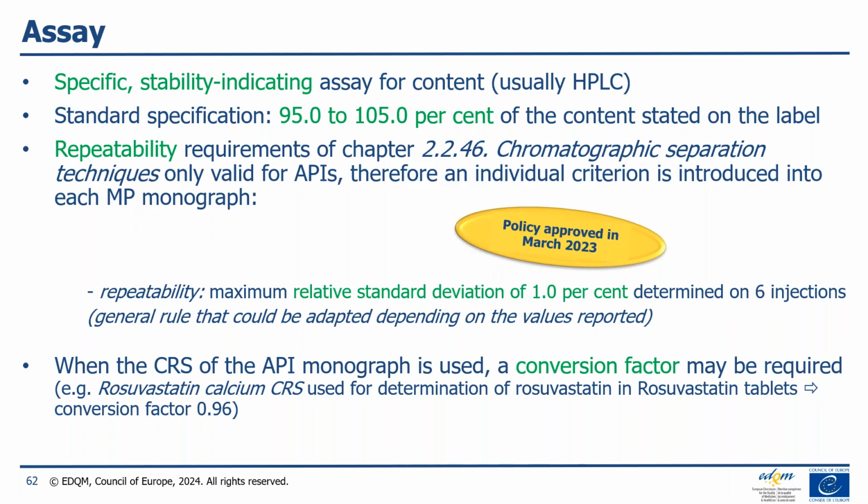When the reference standard of the active substance monograph is used, a conversion factor may be required. For example, rosuvastatin calcium CRS is used for the determination of rosuvastatin in rosuvastatin tablets. In that case, because we have a specification that indicates the percentage of the active moiety, we need a conversion factor as well.